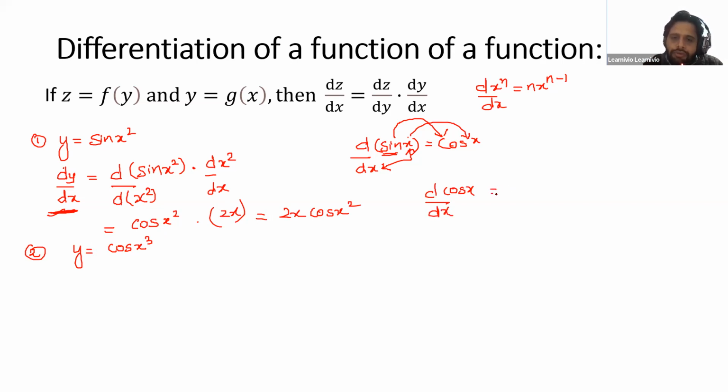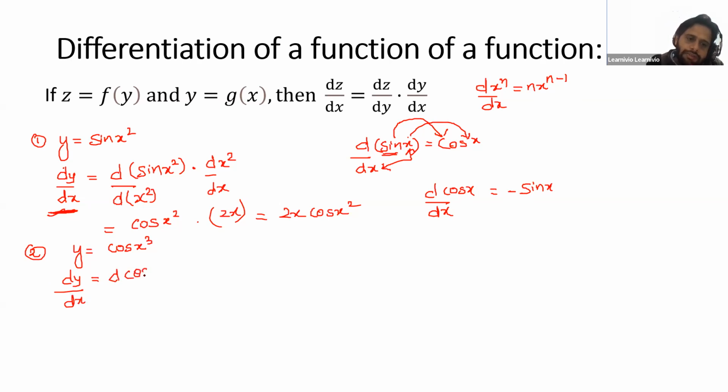Krishna, what's the formula of cos? Minus sine x. Again, please check if this is x, this is x, this is x. We will not differentiate this x. We will differentiate cos, so its derivative is minus sine. But the condition is these two should be same. Now dy by dx is equal to.